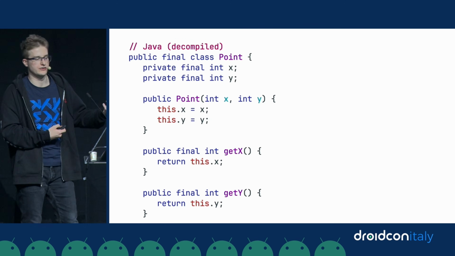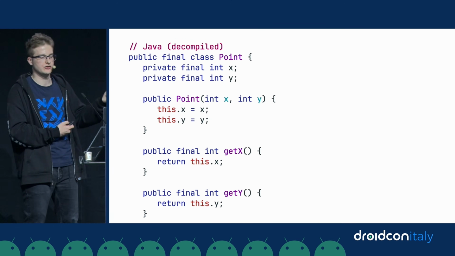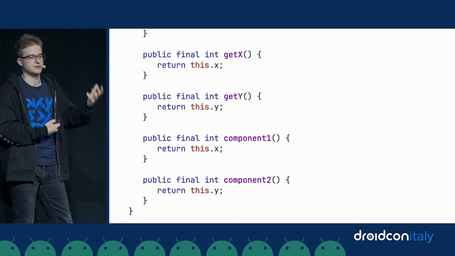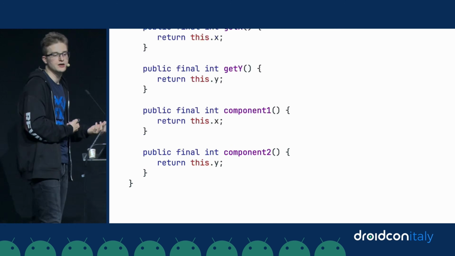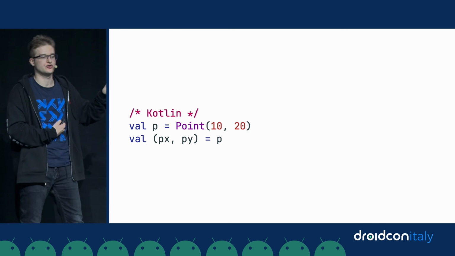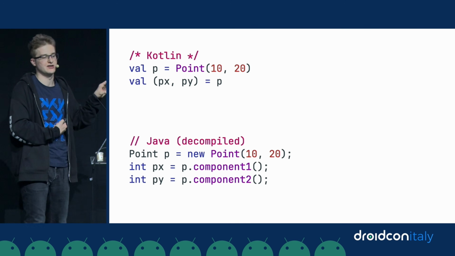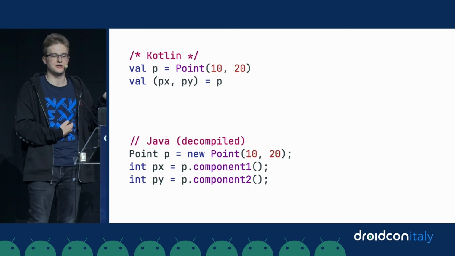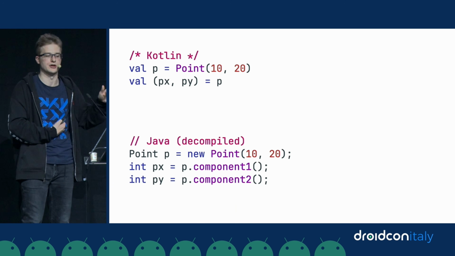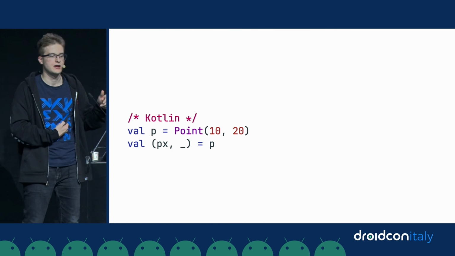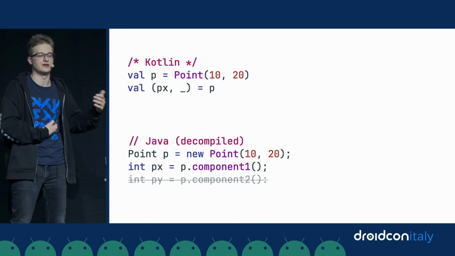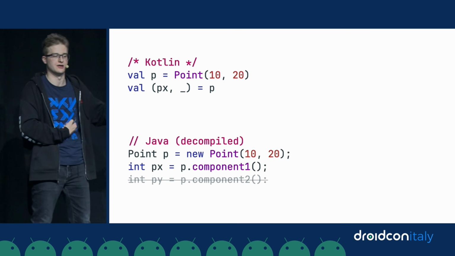And that is what actually gets generated as Java. You have the normal class with the getters, and then you have two functions, which are literally called component1 and component2. And then when in Kotlin you declare a variable and you try to destructure it, what happens in Java is that there are two different assignments, called with the positional functions component1 and component2. And if you want to ignore an argument, the compiler just will not emit that assignment, so it removes that.